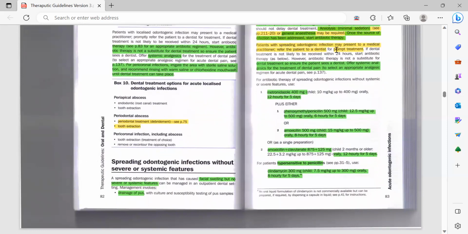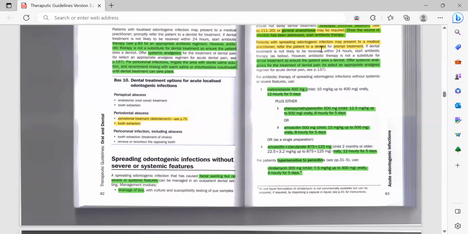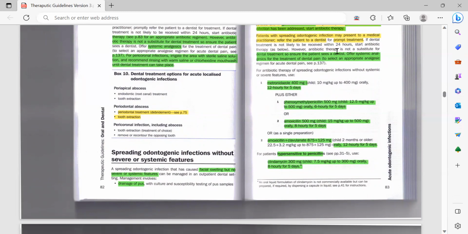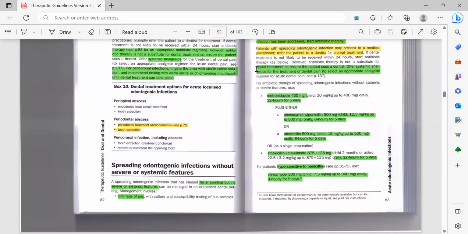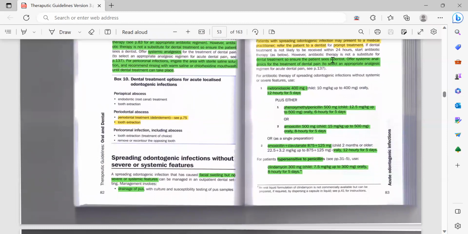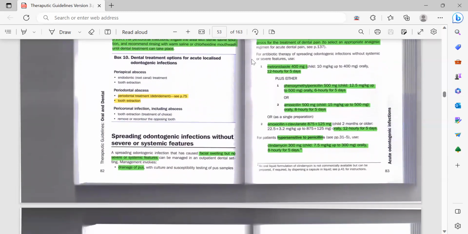A patient with spreading odontogenic infection may present to a GP. The GP needs to refer the patient promptly to the dentist. If dental treatment is not likely to be received within 24 hours, then start the antibiotic therapy. However, antibiotic therapy is not a substitute for dental treatment, so ensure the patient sees a dentist. Offer systemic analgesics for the treatment of dental pain.